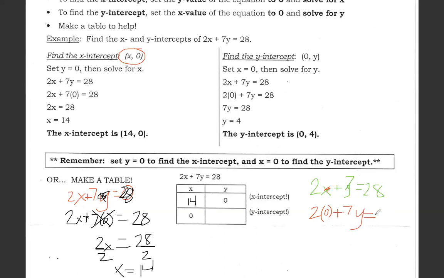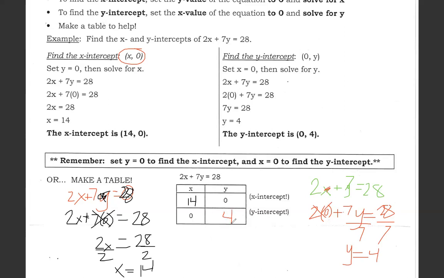So then what happens is my 2 cancels out because 2 times 0 is 0. So all I have here is 7y equals 28. So I divide by 7, and then I get y equals 4. So now I'll put that in my t-chart over here. And so my second point on my line is 0, 4.